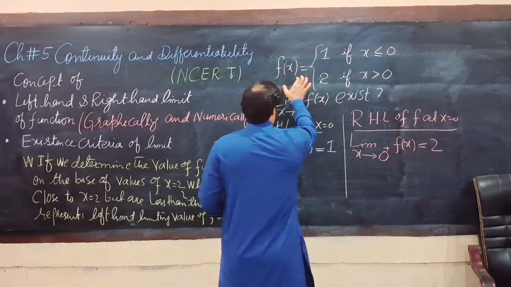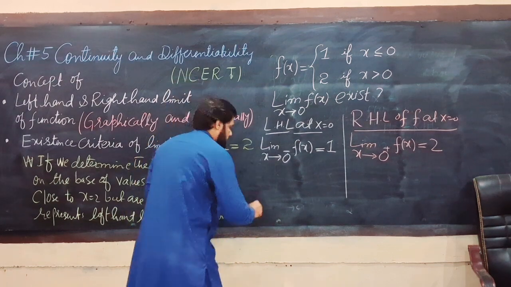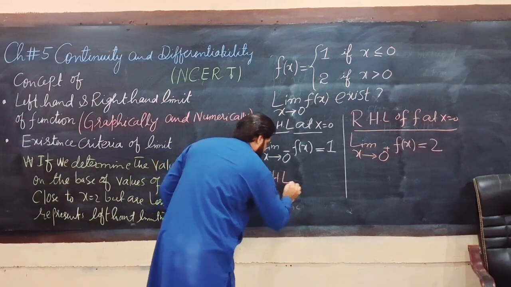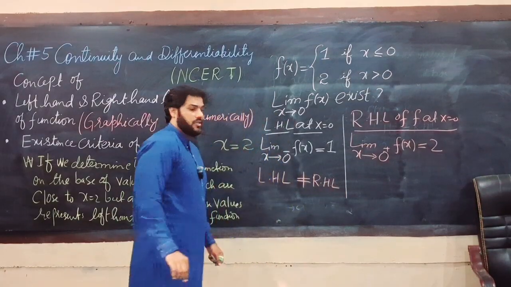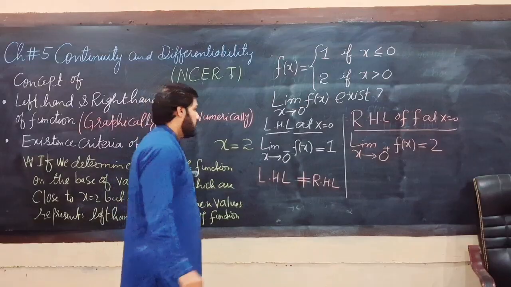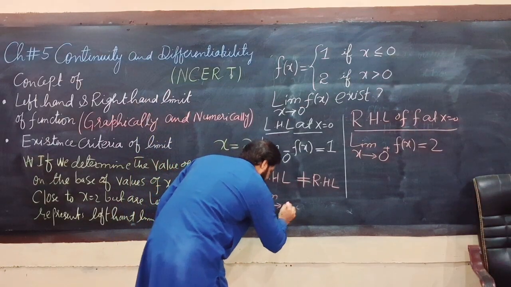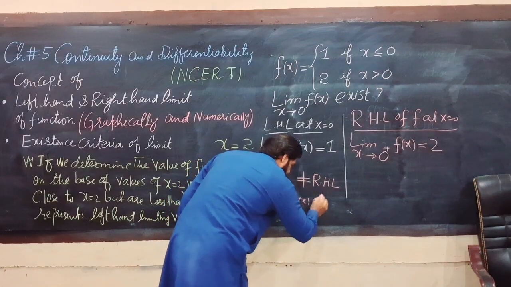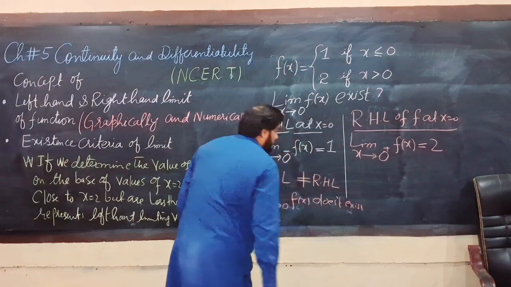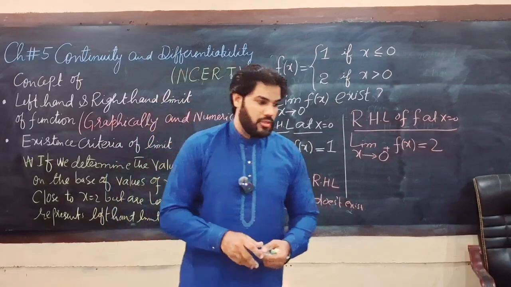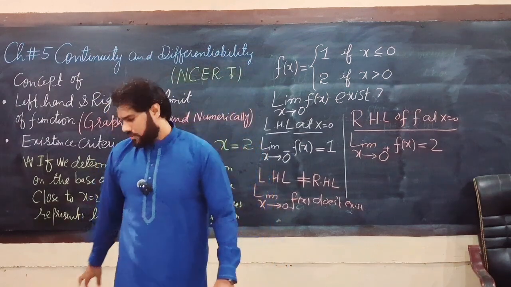Does the limit of this whole function, this complete function, exist? The answer is no, because you can notice that the left hand limit of the function is not equal to the right hand limit of the function. So we can say that the limit of the function does not exist. Limit x approaches 0 f of x does not exist. Now if you draw the graph of this function, then from the graph you can easily notice that the limit of the function does not exist.